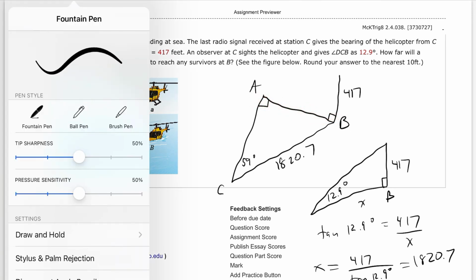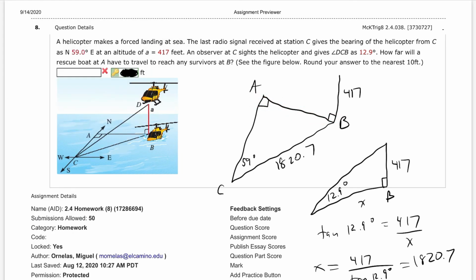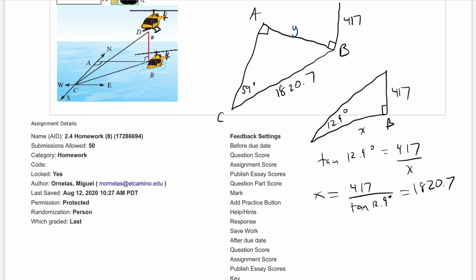So now that is what I will call Y. So we can use opposite over hypotenuse. All right, so that's going to be our next equation. Sine of 59 degrees is opposite over hypotenuse. And if you multiply both sides by the denominator, that will do it. So y will equal that number times sine of 59 degrees, which I'm getting 1560 point.